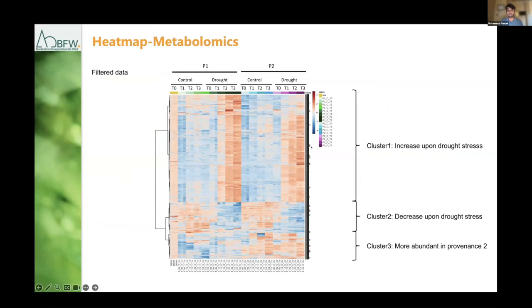One cluster is basically the one which increases upon drought stress. The second cluster is the one which basically goes down, those metabolites which are downregulated. But there was the final cluster, cluster number 3, which differentiates the two provenances, because these metabolites are much more abundant in one population as compared to the second one.